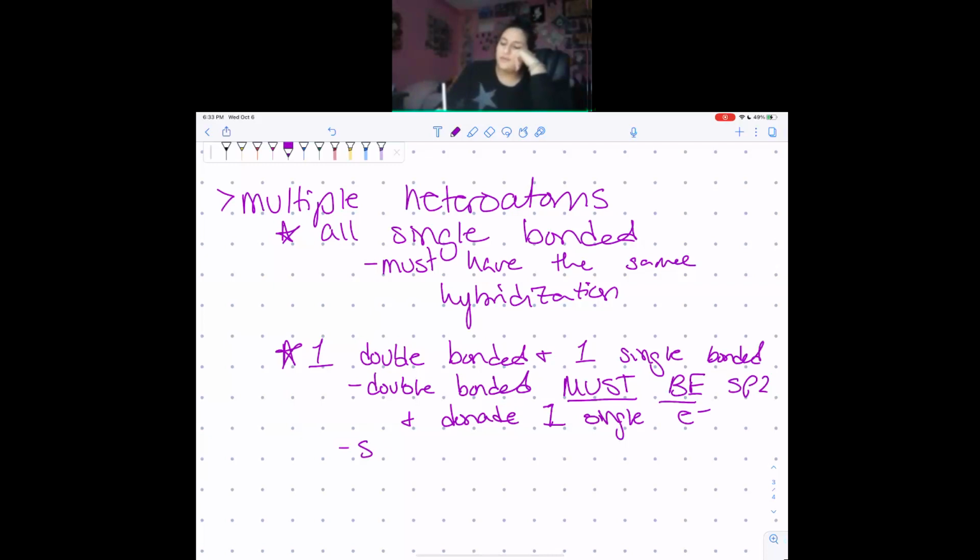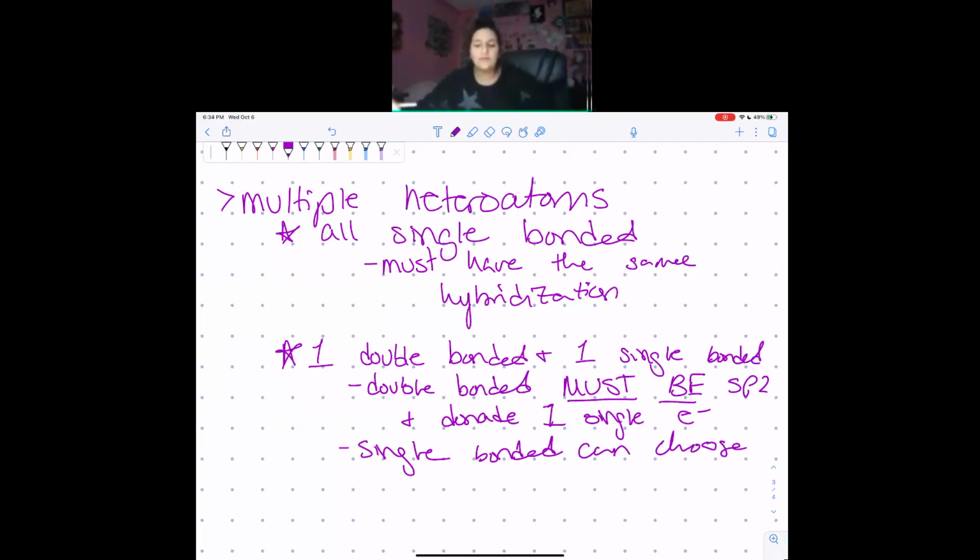And the single bonded one can choose. And the tricky looking ones in the bottom, that has to do with the planar rule. So we can talk about that after the heteroatom. I just want to give you the last two heteroatom rules.